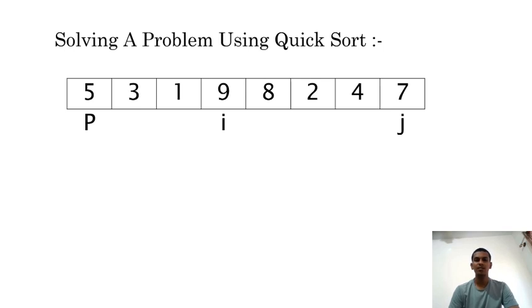Now we are taking 4 as J, and it satisfies the condition as J should be smaller than the pivot element, and 4 is smaller than 5. Now we have to swap I and J elements. Swapping 4 as I and 9 as J, it is not satisfying our conditions because 4 is smaller than 5 and we can't take I as 4, so we'll move forward.